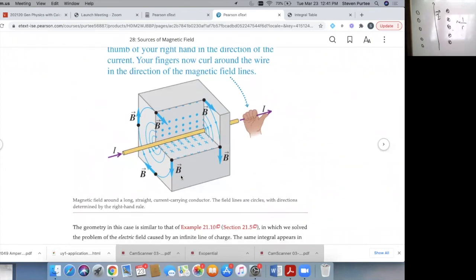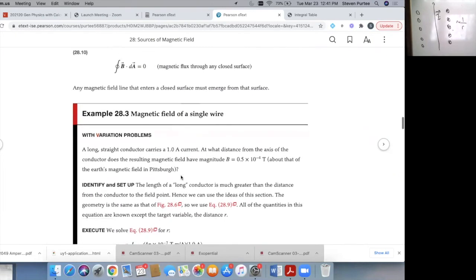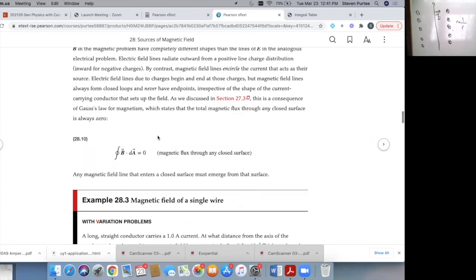Okay, and that's this picture here. And remember, I literally just said that there's Gauss's law for magnetic fields. The flux through any closed surface is 0.